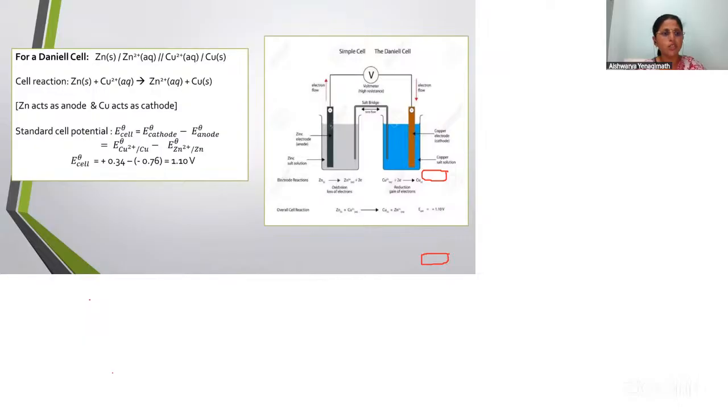Please do remember this particular point. The standard cell potential of a Daniel cell is 1.1 volt, where you have taken zinc copper couple. Okay, fine. So here, now we are going to see how using SHE, the standard hydrogen electrode, we are going to measure the electrode potential of another half cell.